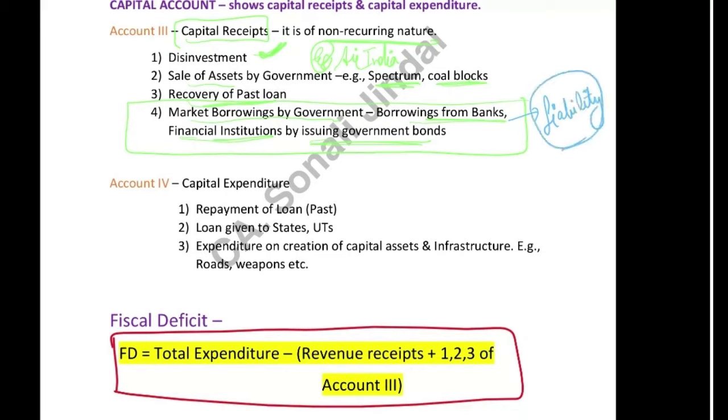Next, account 4 shows capital expenditure that includes repayment of loans given to the states or UTs, and expenditure on the creation of assets and infrastructure. This is creating capital assets.